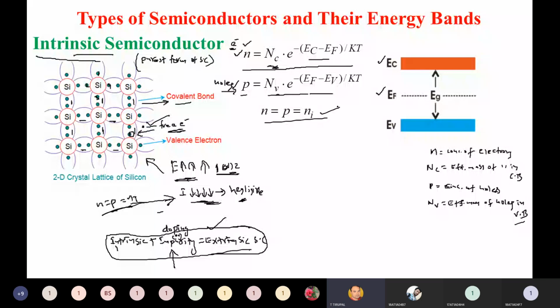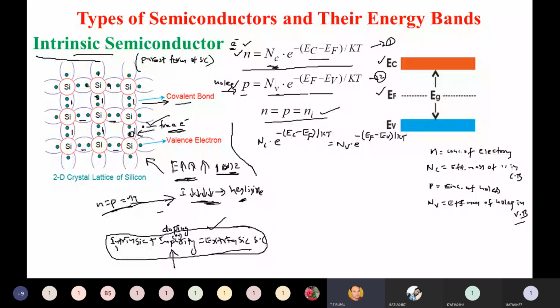Now using this first equation and this second equation, equate both. n is equal to Nc into e power minus of (Ec minus Ef) divided by kT, which is equal to p. What is p? p is equal to Nv into e power minus of (Ef minus Ev) divided by kT. That is equal to ni, the intrinsic concentration. So both are equal in an intrinsic semiconductor. Let us see what happens to the Fermi level.